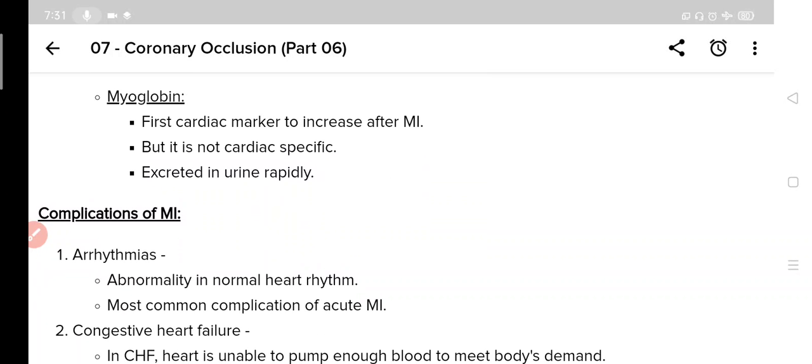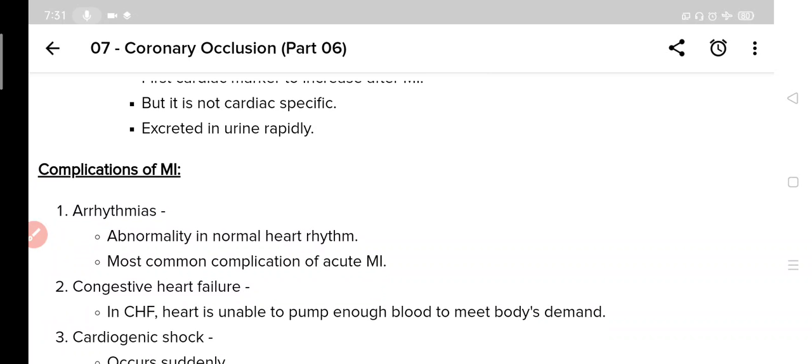Actually myoglobin is the first cardiac marker to increase after myocardial infarction, but its importance is less because it is not cardiac specific. That means it is not secreted exclusively by cardiac muscles, but it is secreted by other organs also. So only after seeing that myoglobin level in blood is increased, you are not sure that it is due to myocardial infarction. And also it is excreted in urine rapidly. So after 12 hours, it is very difficult to detect myoglobin in blood.